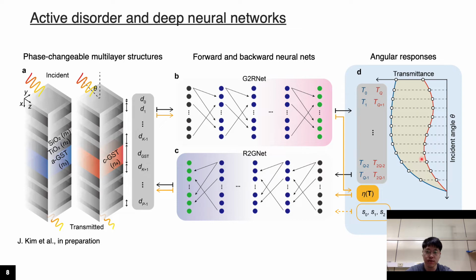Then we construct neural networks in both directions. First, from geometry to response space, say G2RNet can infer the response from structures, and in reverse direction, response to geometry space, R2GNet can inverse design a disorder for target responses.